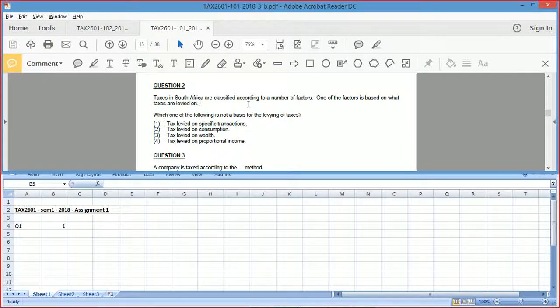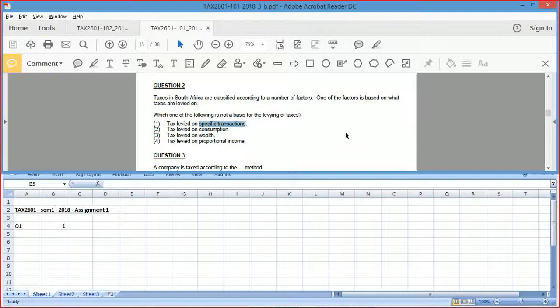Okay, number two. Taxes in South Africa are classified according to a number of factors. One of the factors is based on what taxes are levied on. Which of the following is not a basis? So we spoke about this in terms of consumption tax. Do you agree? Did we talk about specific transactions that have tax? I do remember the VAT one. Is selling an asset not a transaction? Would there be tax on selling an asset? Yes, it's called CGT.